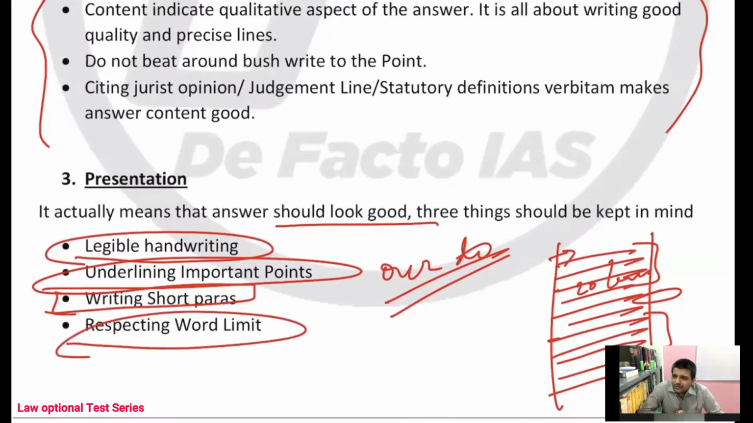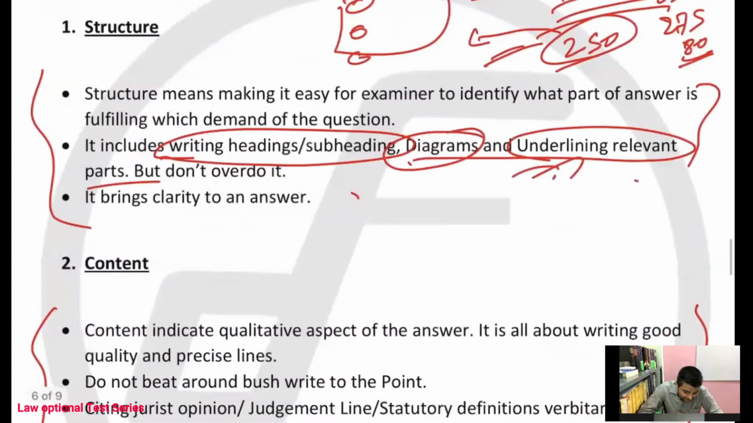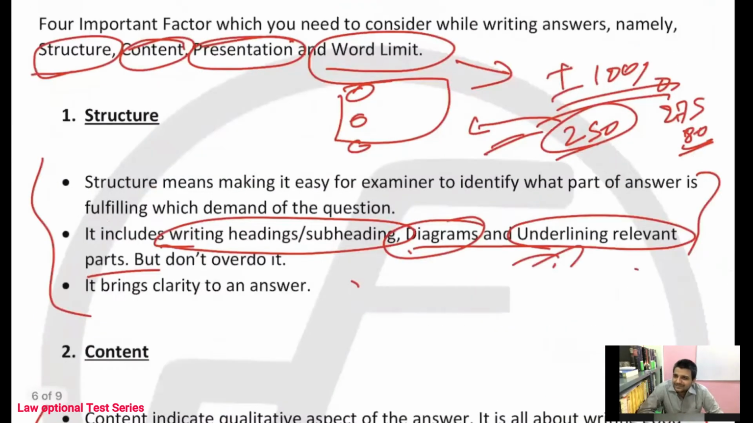Now I'm going to show you a few answers, and I will ask you to identify what is missing. Either it is missing content, or it is missing presentation, or it is missing structure. Let me show you. Now, this is the first question.